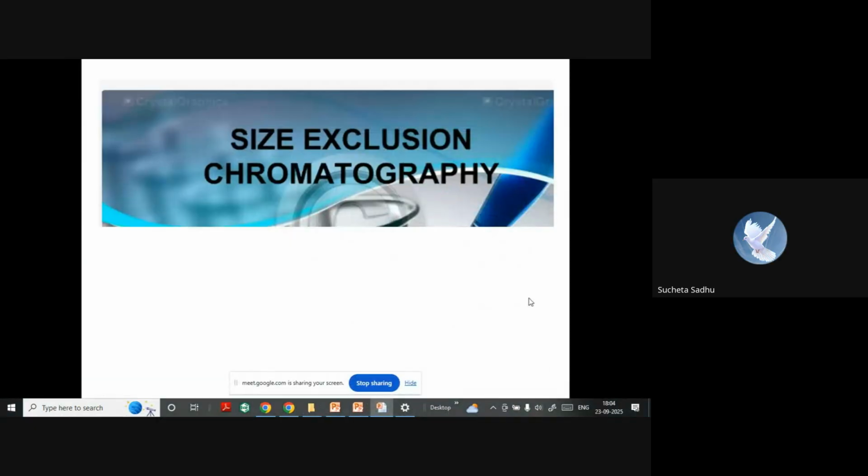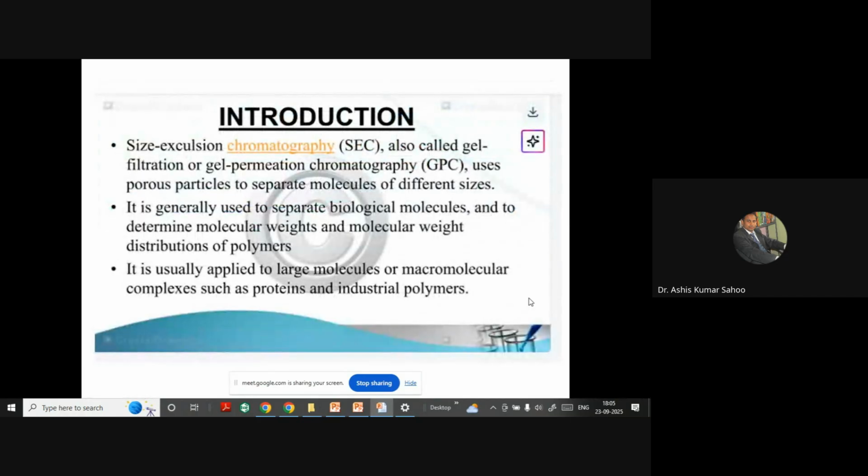Yes, sir. Okay. So last class we were in between size exclusion chromatography. So we are talking about different chromatographies. We have already discussed gas chromatography, HPLC, high pressure or high performance liquid chromatography, and ion exchange chromatography, etc. Size exclusion chromatography, SEC, is called gel filtration or gel permeation chromatography. It uses porous particles to separate molecules of different size. It is generally applied to large molecules and molecular complexes such as proteins, industrial polymers, etc.